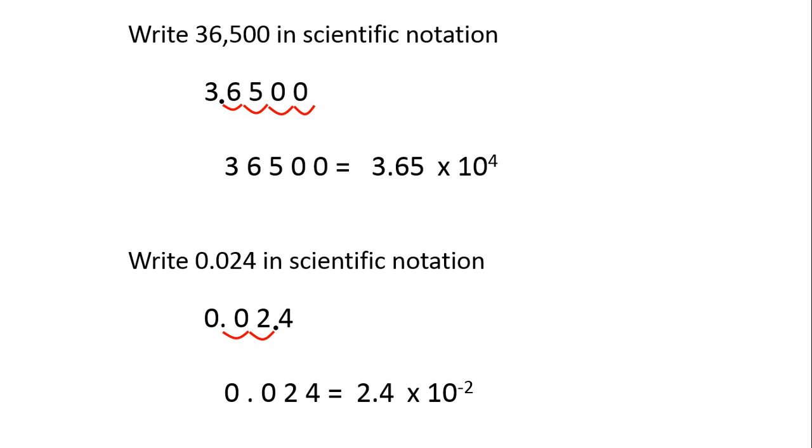Now, one thing to look for when you're trying to figure out whether exponents are negative or positive in scientific notation is to think of this. If you have small numbers like we just had, 24 thousandths, a very small number in what's called standard form has a negative exponent in scientific notation. And a large number in standard form, like that 36,500, large numbers have positive exponents on the 10 in scientific notation.